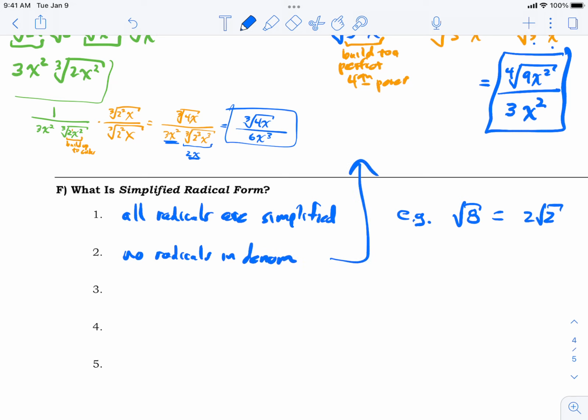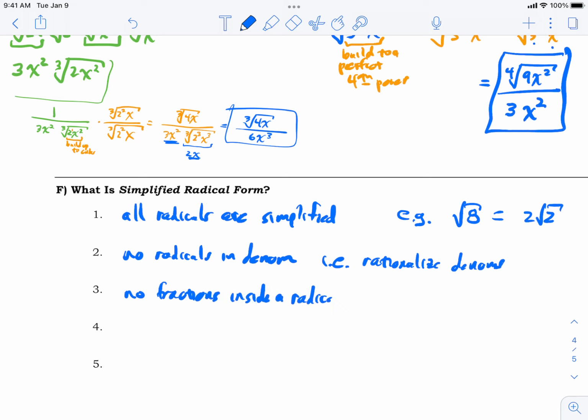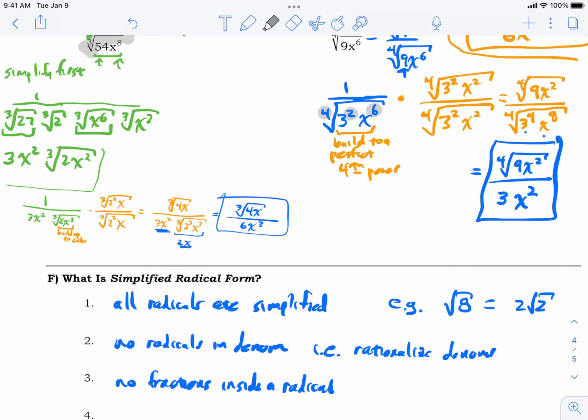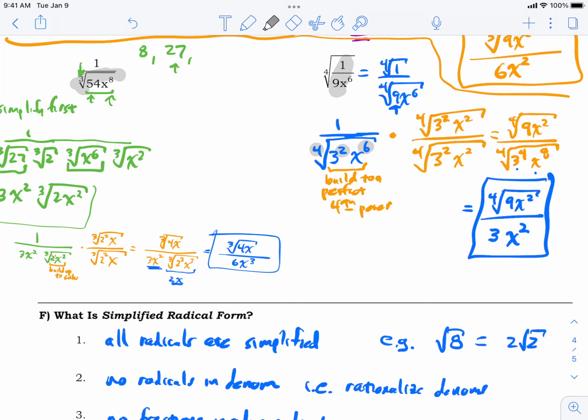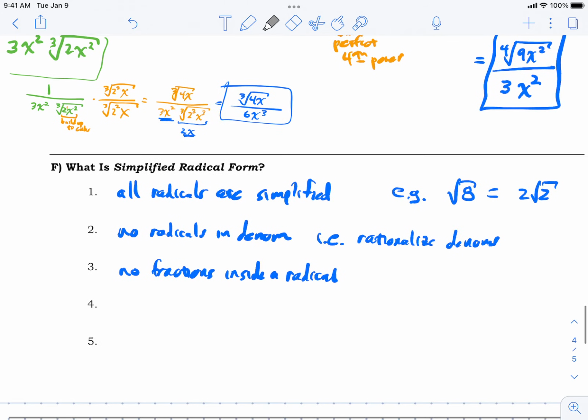And that would be, see what we were just doing here. Rationalize the denominator. So I'll say, i.e., rationalize denominators. Okay. What's a third point? A third point would be, no fractions inside a radical, which is just kind of another way of saying the same thing. No fractions inside a radical. And we saw that kind of with this example here. That's a fraction inside a radical. Well, that's basically equivalent to having a radical in your denominator. So don't leave a fraction in a radical is what I'm saying.